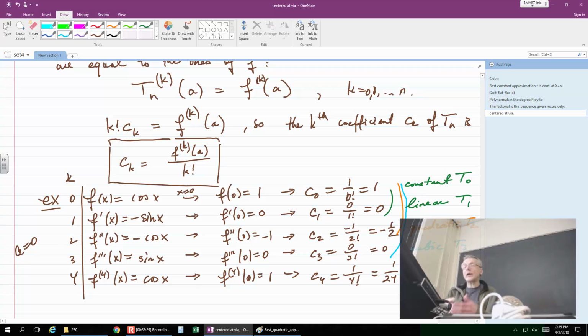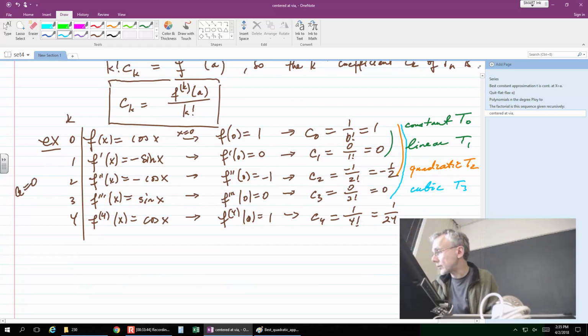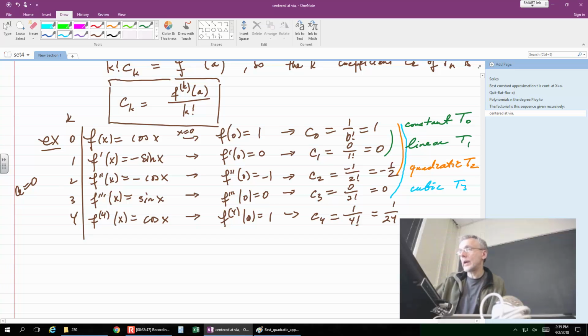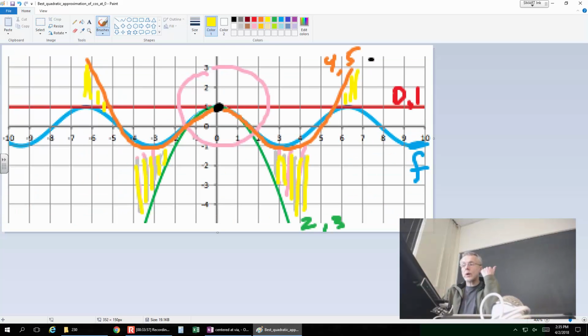But how many terms is it supposed to have? An n degree polynomial will have n plus 1 terms, so cubic will have 4 terms. Okay, so these are the coefficients that you see above, all will be played. So let me just write out the data that we have. T0 is the easiest one: T0 of x is simply equal to 1. Once again, this is my picture. The red one is 1.